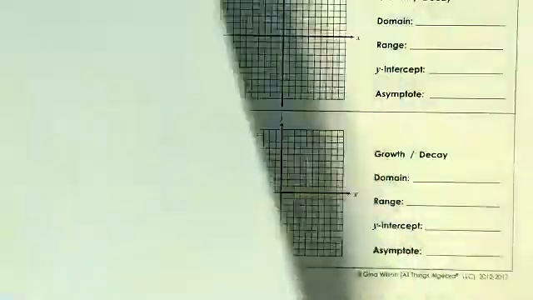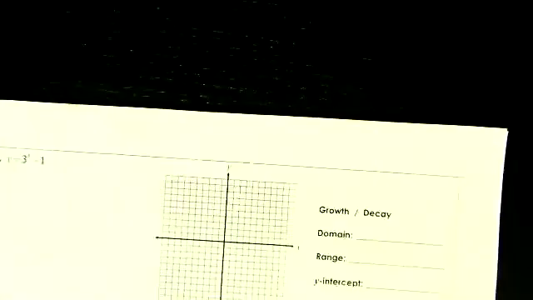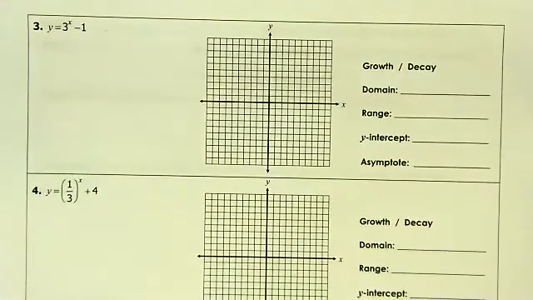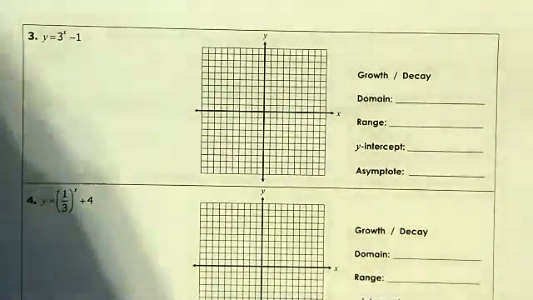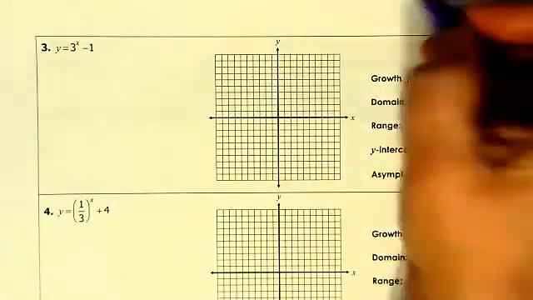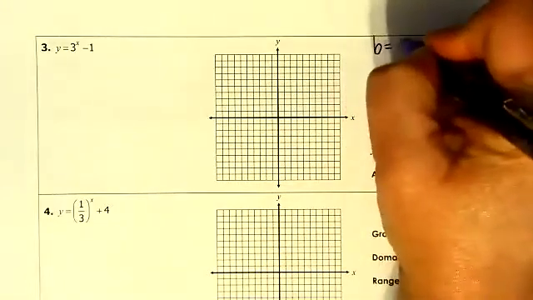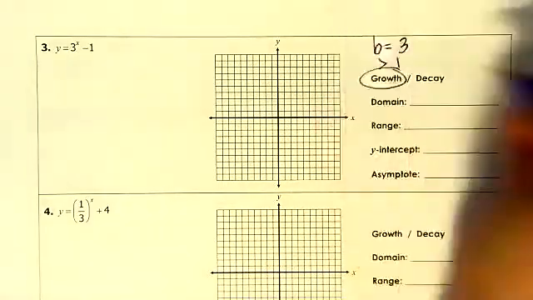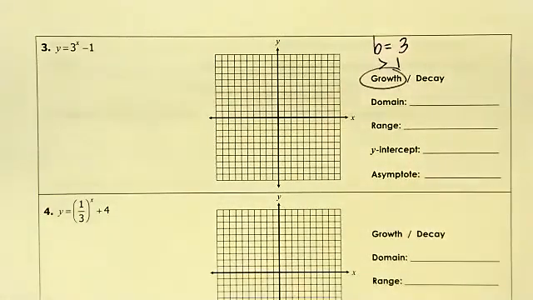Okay, next example. Okay, this is where we're going to start shifting away from the x-axis some, because we're going to start adding and subtracting information. So that's going to make us shift some. All right. So here we go. Again, first thing I'm looking for, what is my b? My b is 3. So that is greater than 1. So it's a growth. Before I even plug it in, I know that information.